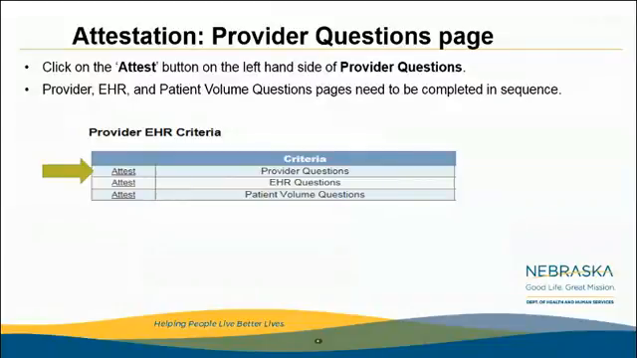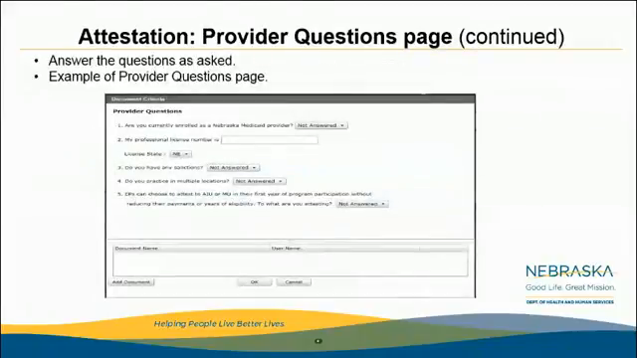Click on the Attest button on the left-hand side of the Provider Questions page. Please note that the Provider, EHR and Patient Volume Questions pages should be completed in order. While you're on this page, review the provider information at the top of the screen in white. Please ensure that this information is correct. This is the information that you entered when you registered on CMS's site. So if something is incorrect, you'll need to go back out to the CMS registration site to correct it. You can save and go back into a page if you need to finish it at a later time throughout our portal. Next slide, please.